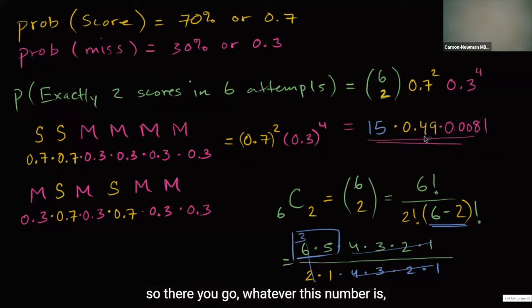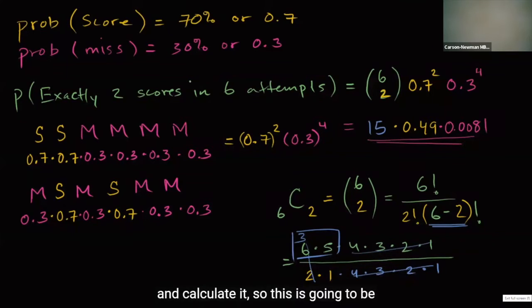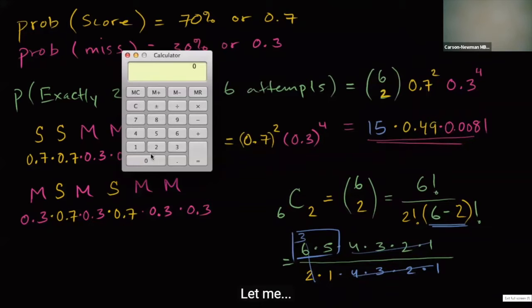Whatever this number is, we'll get a calculator out and calculate. So this is going to be 15 times 0.49 times 0.0081. And we get 0.059535.